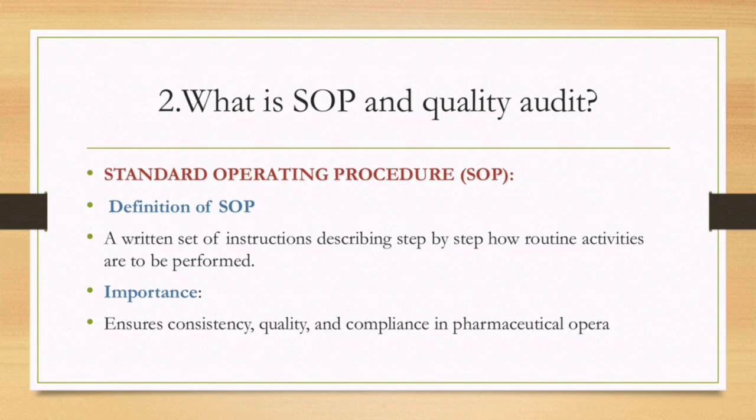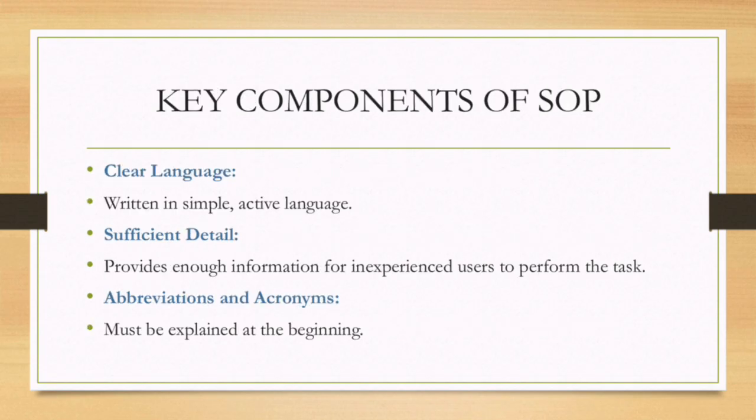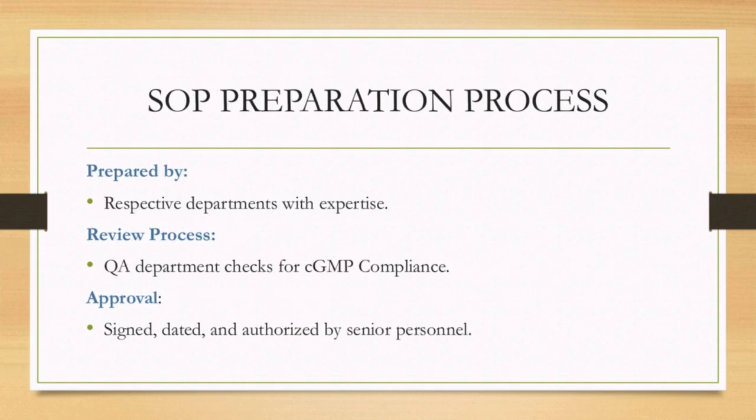Standard operating procedure, that means SOP. Definition of SOP: a written set of instructions describing step by step how routine activities are to be performed. Importance: ensure consistency, quality, and compliance in the pharmaceutical operations. Key components of SOP: clear language, sufficient details, abbreviations, and acronyms. SOP preparation process: prepared by respective departments with expertise.